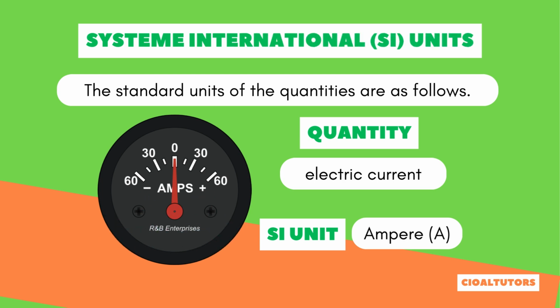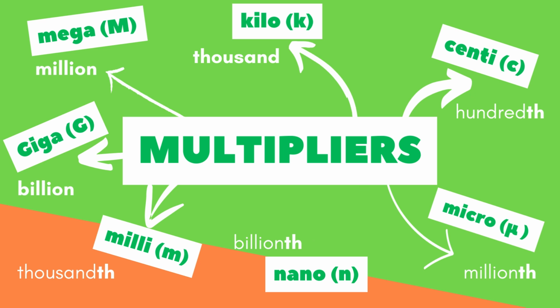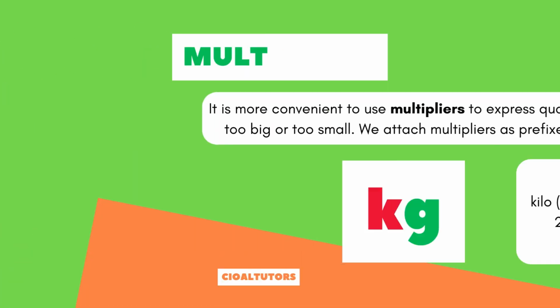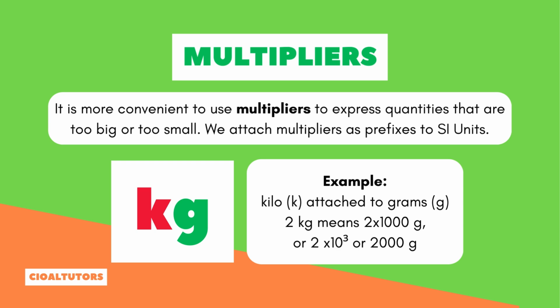We use standard units in the formulas. If different units are given in a question, they must be converted to the standard unit before calculations. We also use multipliers to handle very large or small quantities. For example, kilometers represent 1,000 meters, and milligrams represent 1,000th of a gram. Multipliers help us express quantities in more manageable terms. We attach multipliers as prefixes to the units to modify their value. Let's explore some common multipliers and their uses.